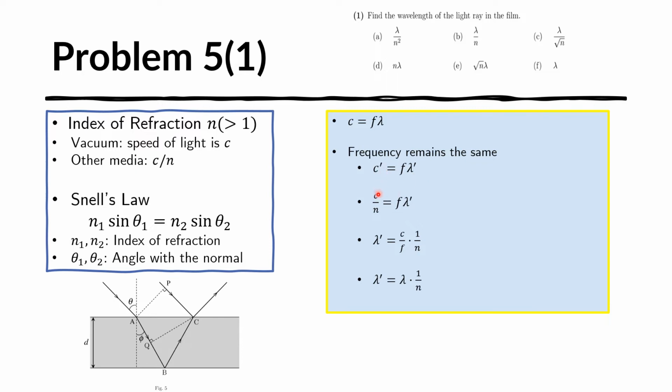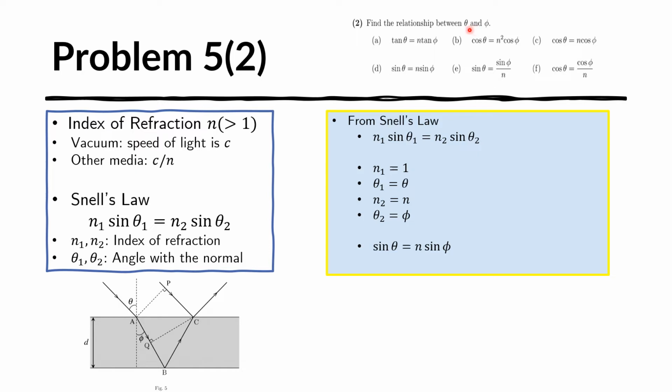c prime becomes c over n, because as mentioned, the speed of light in the new medium is c over the index of refraction. And therefore, if we manipulate this, we obtain this equation, and this is in terms of c, f, and n. Now, c over f is actually the original wavelength, which is lambda here. And therefore, the new wavelength is given by this expression.